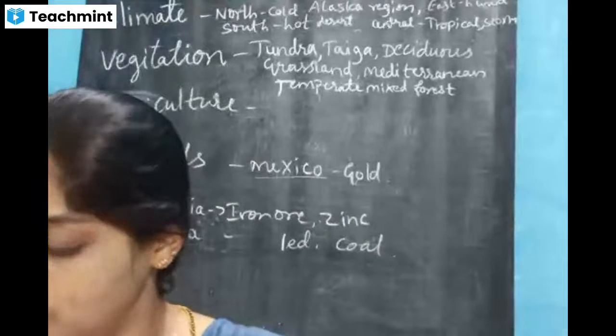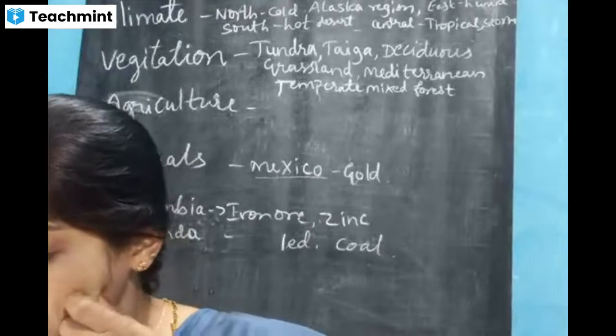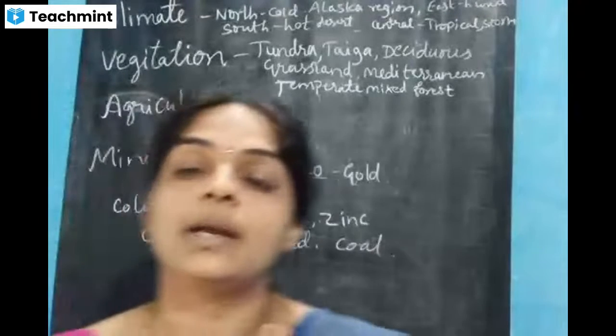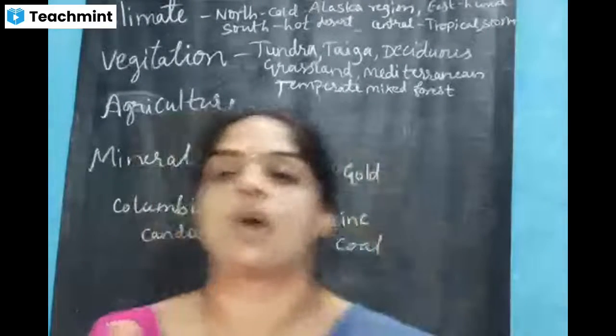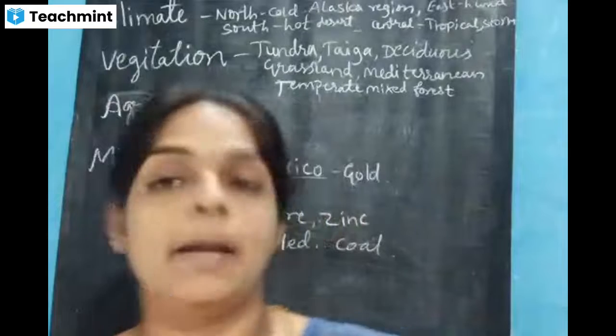One is George. Then another one is Grand Banks. What is that? Grand Banks and the George Banks. These two were the fishing grounds of North America.